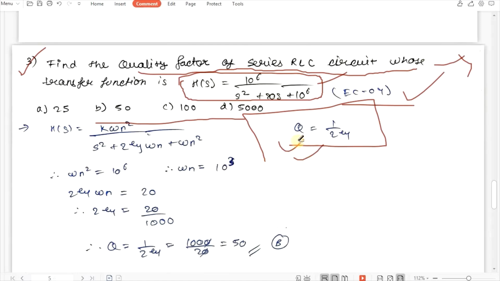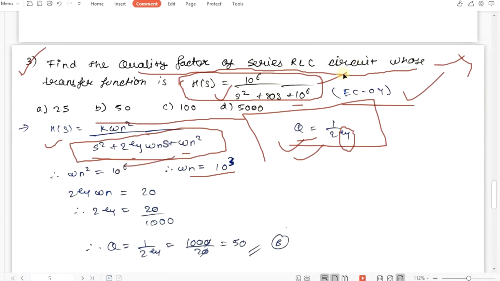The formula says that quality factor is equal to 1 by 2 zeta. So basically we have to get this zeta. Here you can see this is a second order equation. So if we compare with the second order equation, we all know the second order transfer function is k omega n square upon s square plus 2 zeta omega n s plus omega n square. This is our characteristic equation. So basically we have to compare the characteristic equations of both these transfer functions. Here you can see omega n square is 10 raised to 6. So if you take the square root, you will get omega n equals 10 raised to 3.